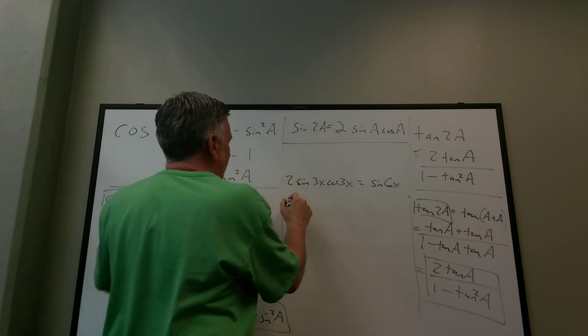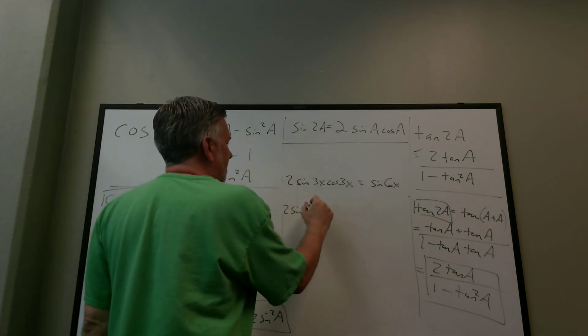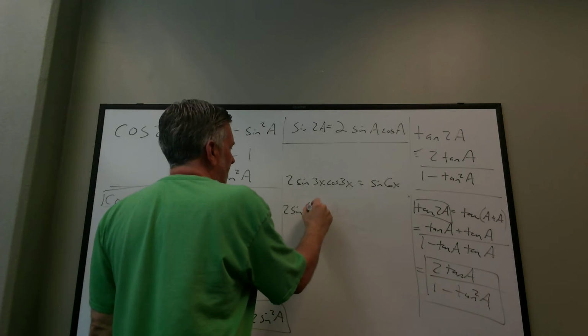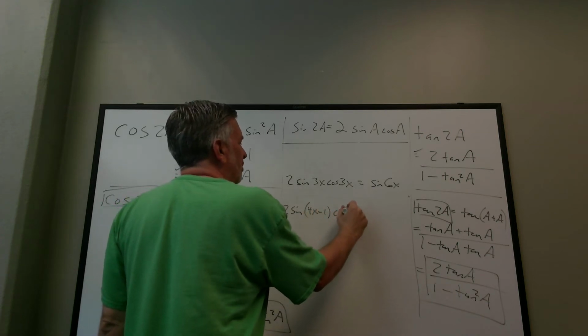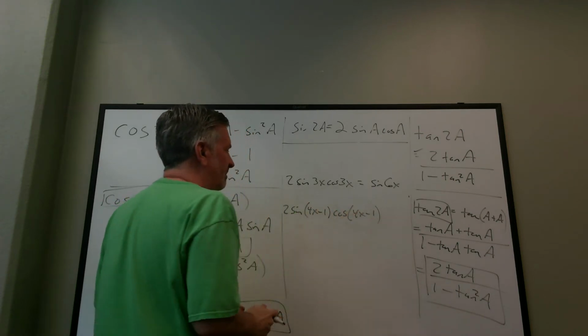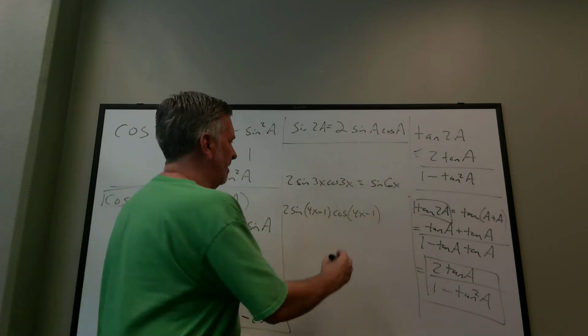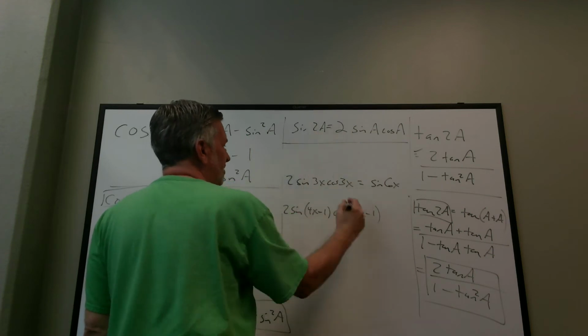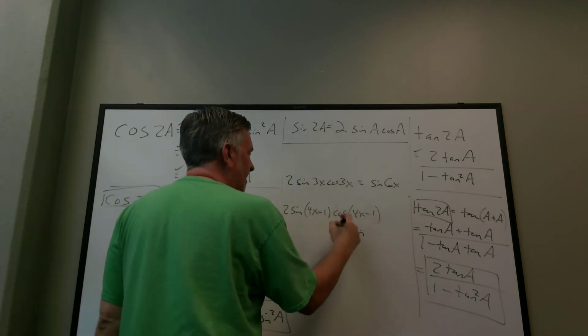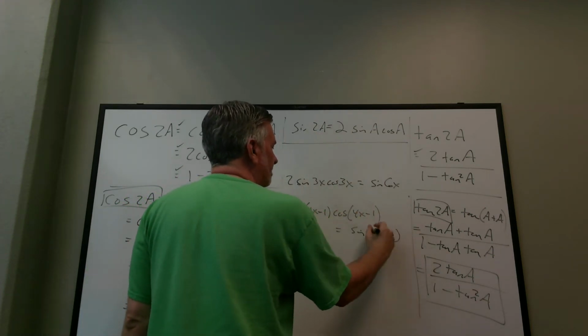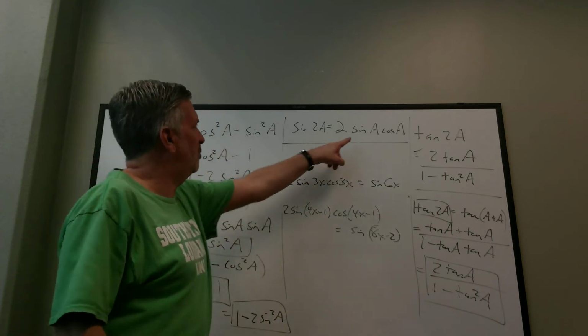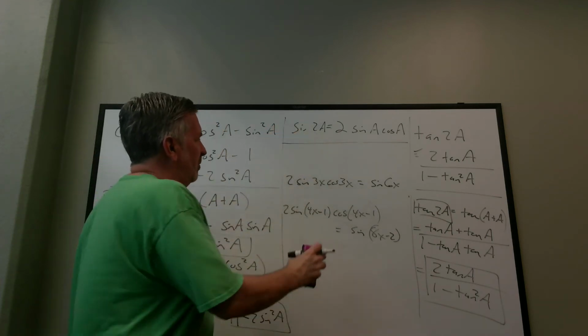Or if I had 2 sine of 4x minus 1 cosine of 4x minus 1. Well, this looks exactly like this side. The angle A is 4x minus 1, so it's equal to this, which would be sine of double the angle, which is 8x minus 2. Okay, now that's going from this side to this side. What if I was going to go the other way?